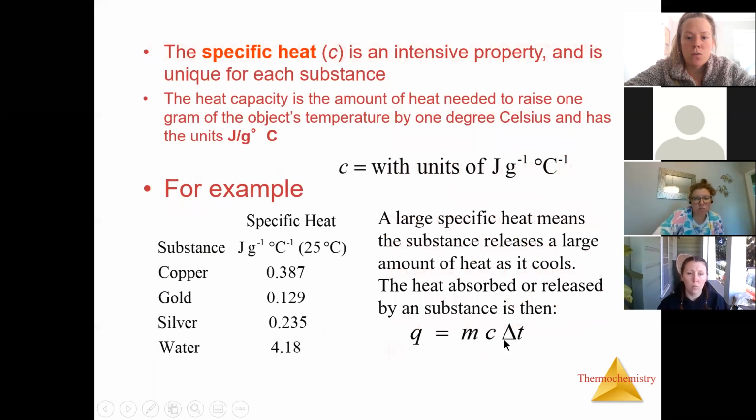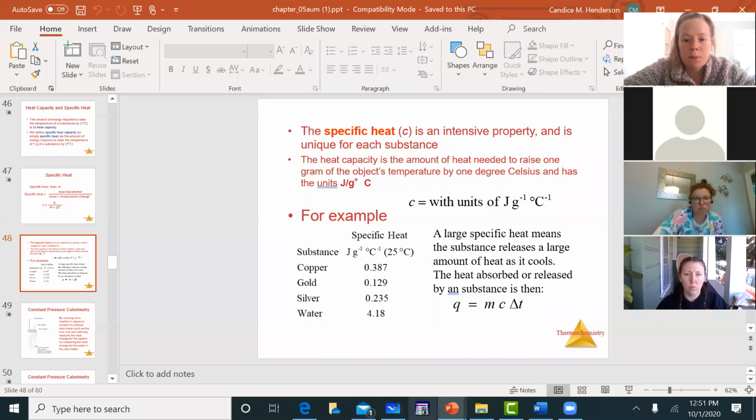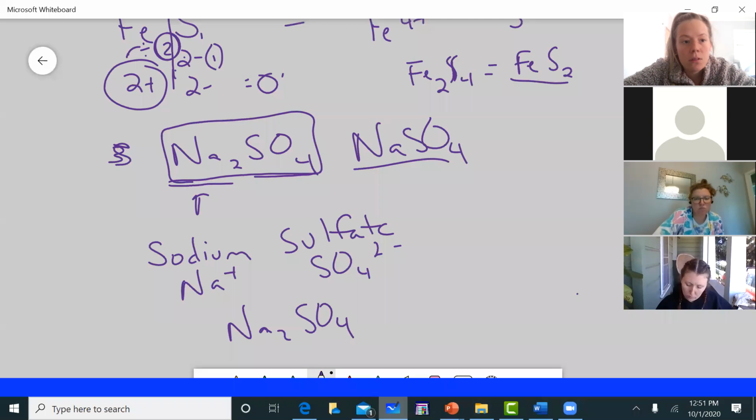One thing I'm going to show you for Q equals MCΔT, just because I know sometimes people have trouble isolating variables.